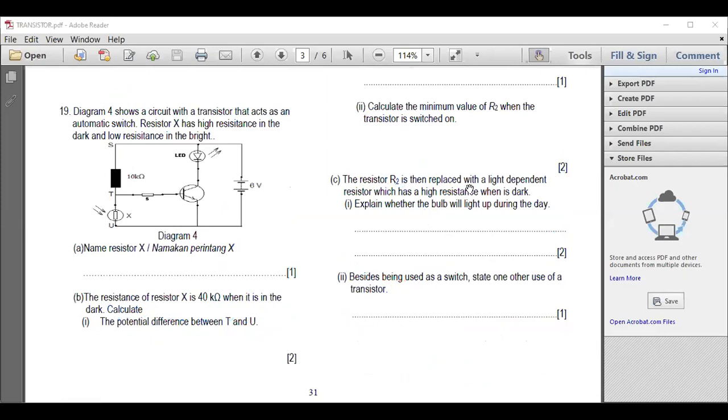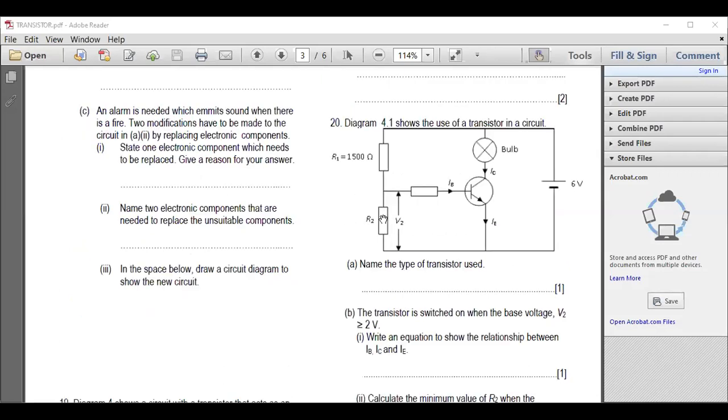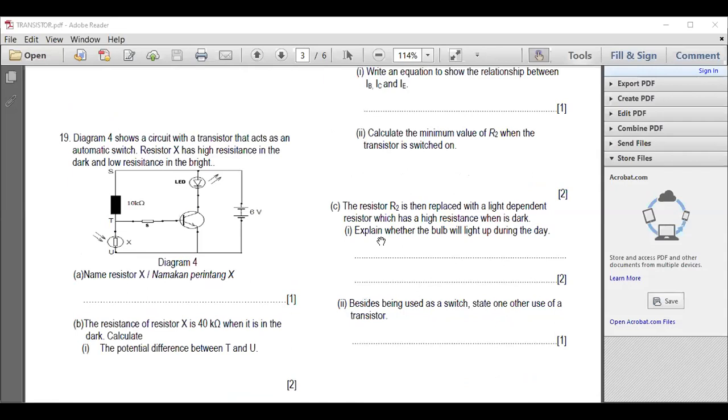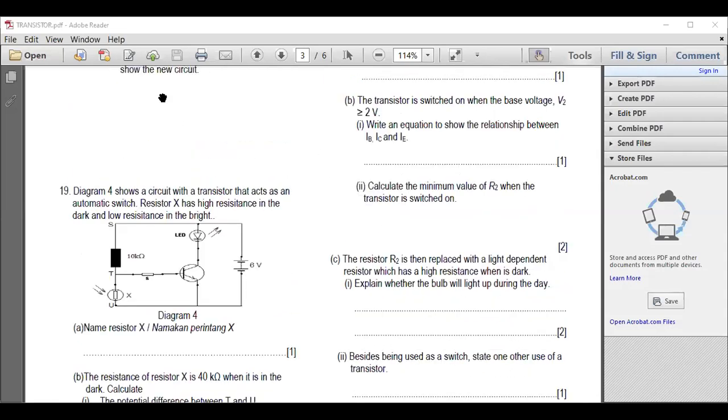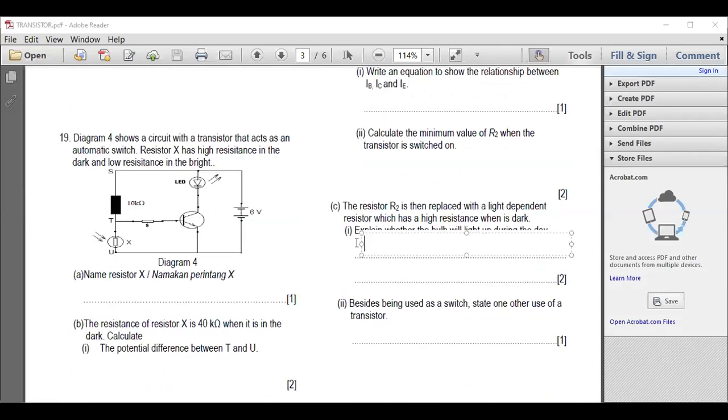Now next. Resistor R2 is then replaced with a light dependent resistor which has a high resistance when dark. Explain whether the bulb will light up during the day. That means this one you use LDR. They ask whether the bulb will light up. When you put the LDR down here, definitely it will light up. So you just say light up. Reason because... but they say during the day, right? Oh, sorry, during the day, it does not light up.